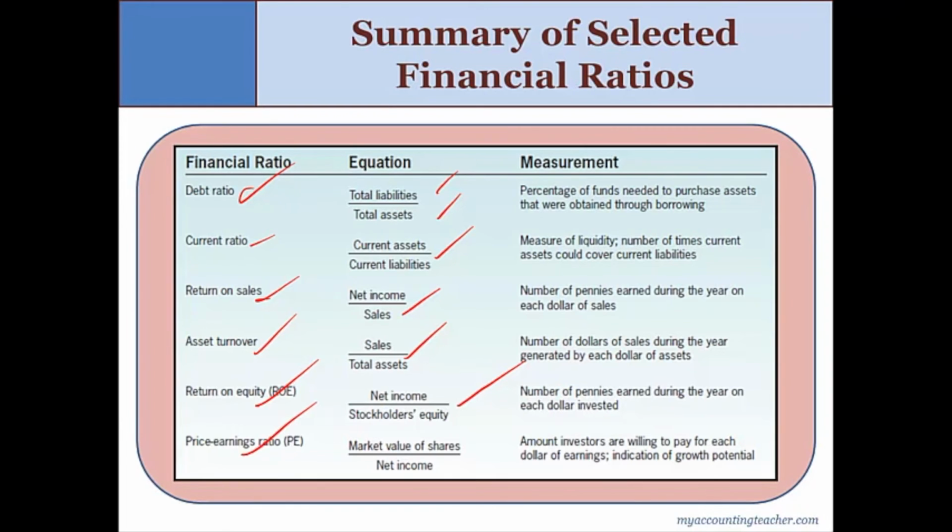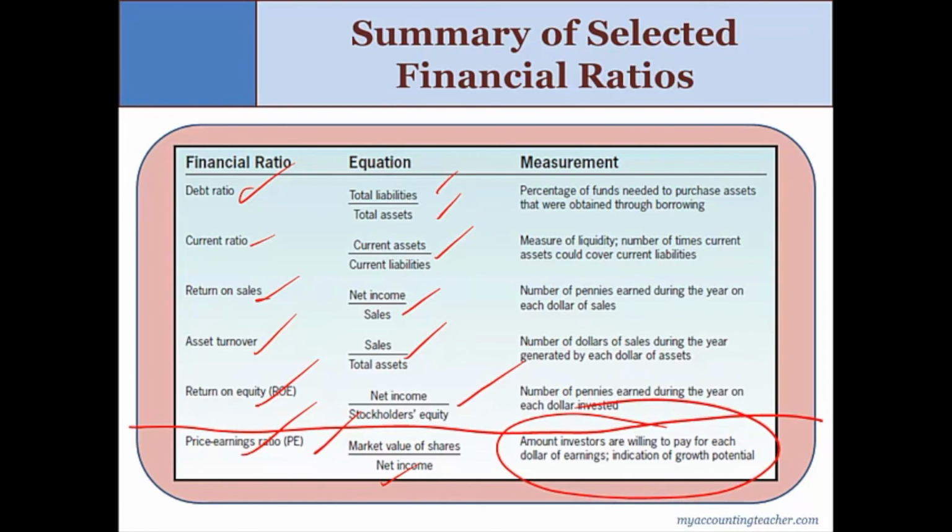And finally, PE ratio. This one's a little bit different, so I'll put a line here because it's a ratio of a market number. What are the shares selling for out in the market divided by net income? It reflects expected future earnings growth out in the market. What do investors think about the growth potential of this company? That's what PE ratio tells us.